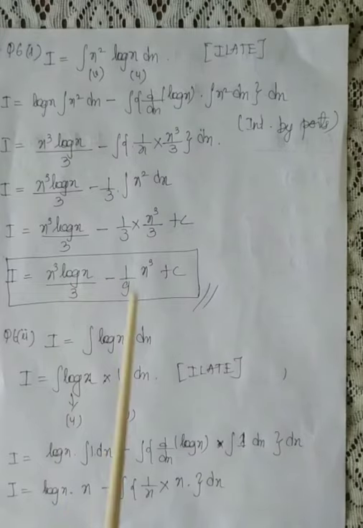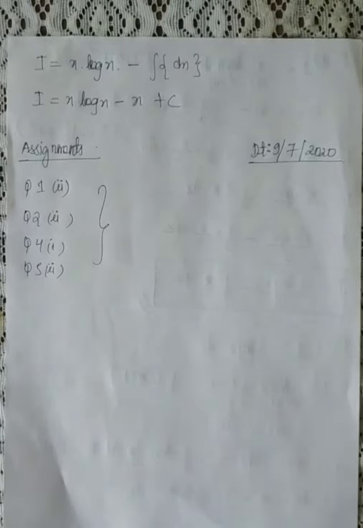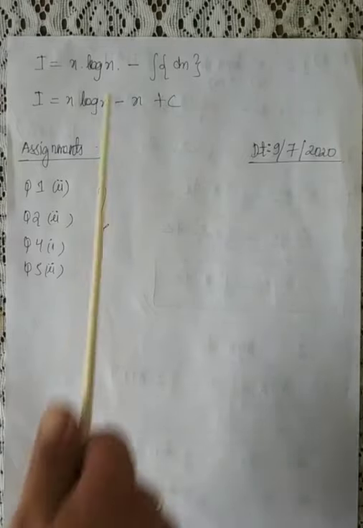Log x into 1. So therefore use the word ILATE. Log comes first, so hence it is U. Algebraic comes later, so hence it is V. The rest of the thing is same. Use the formula, integrate it. Pause the video, note it down. Alright, so this is question number 6 part 1. Okay, so sorry, this was question number 6 part 2. Complete it.